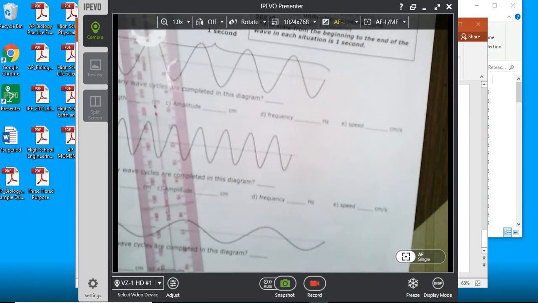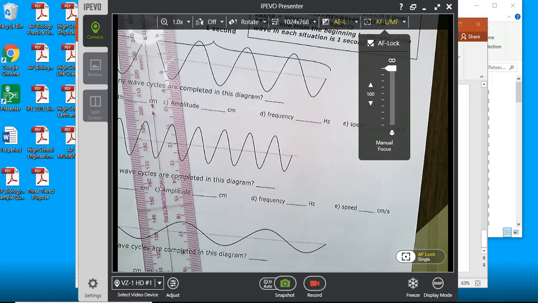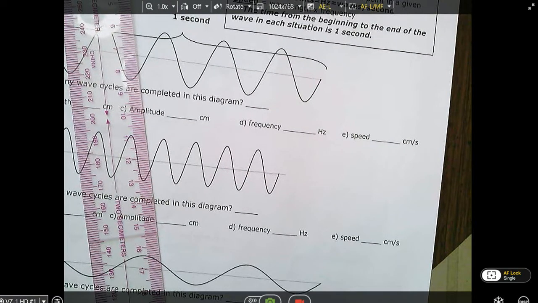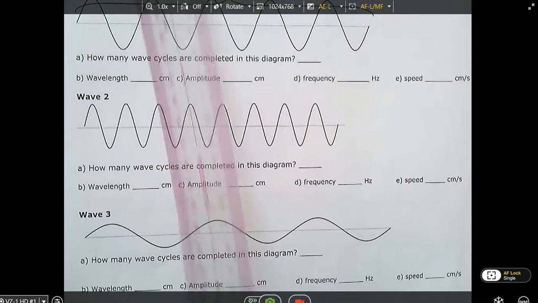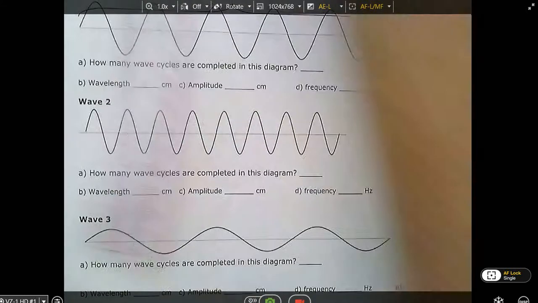If you were off by 1/10 of a centimeter, I let it go. I said that's close enough. But if you were off by more than 1/10, then I said no, you're not measuring accurately. So make sure you take your time.